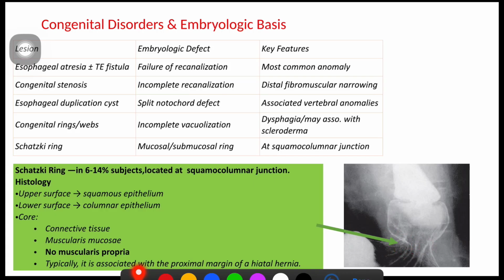Here, if you see the histology, the upper surface has squamous epithelium, and in the lower surface there is columnar epithelium, and in between the core shows connective tissue and muscularis mucosae, but here there is absence of muscularis propria. So typically it is associated with the proximal margin of a hiatal hernia.